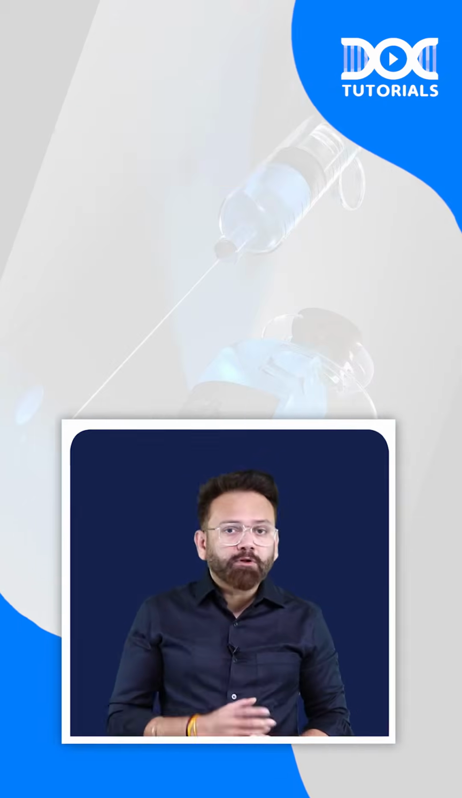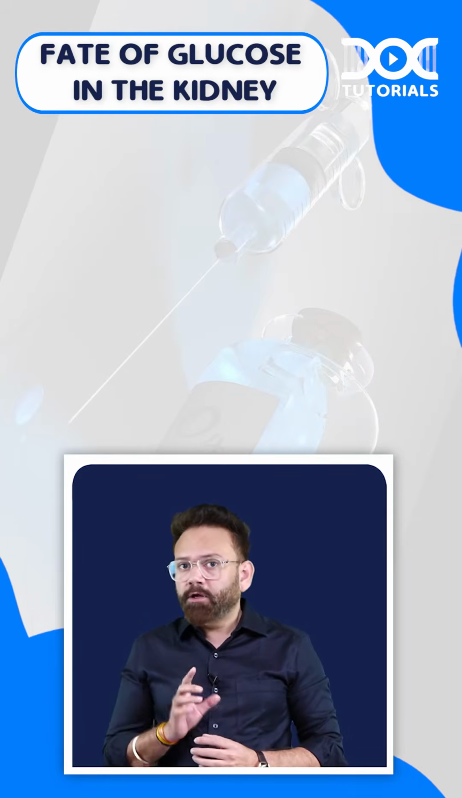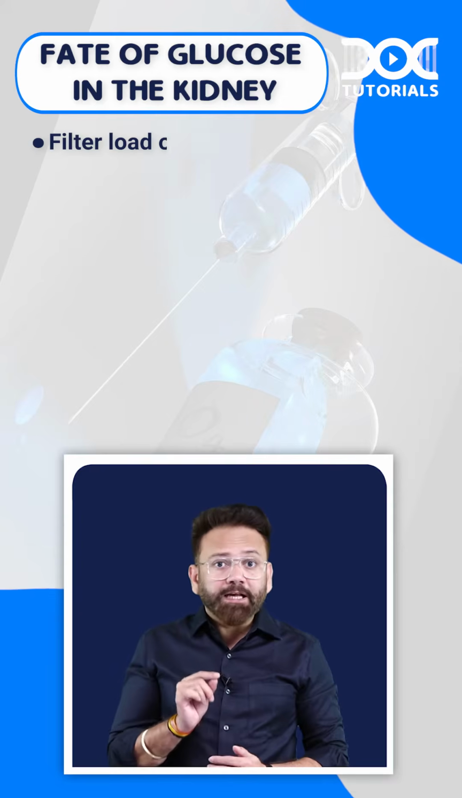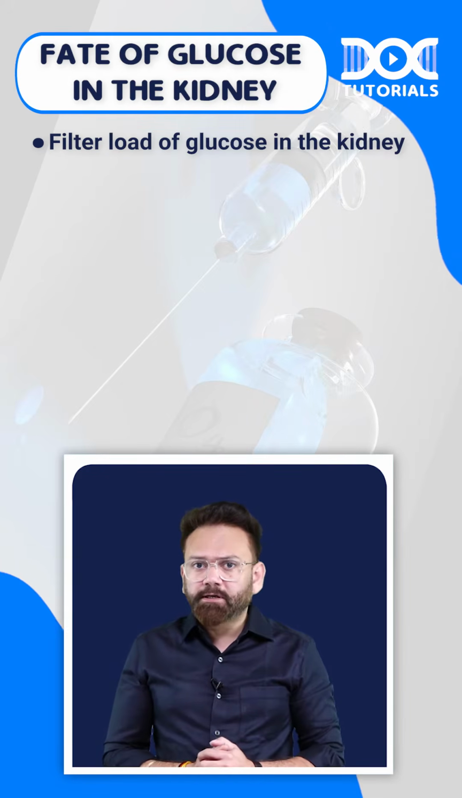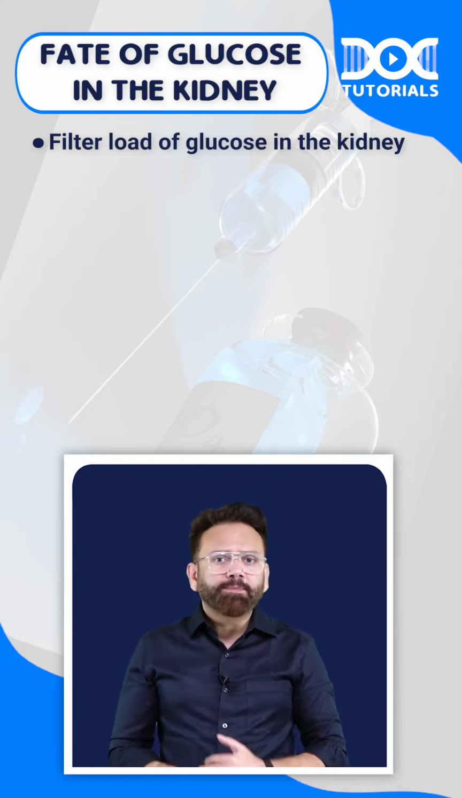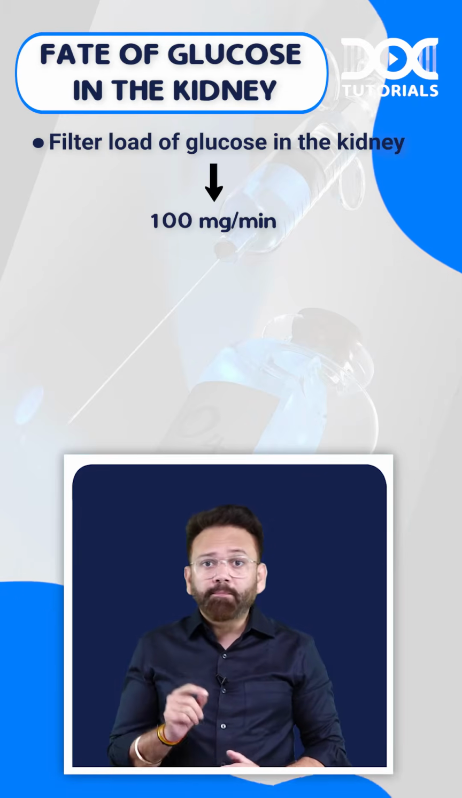Now we will discuss the fate of glucose in the kidney. Point number 1, what is the filtration load? How much glucose is filtered per minute? It is approximately 100 milligram per minute.